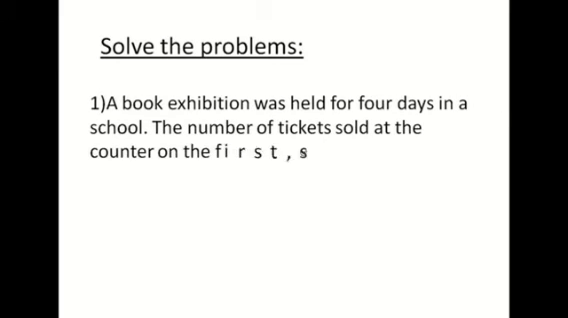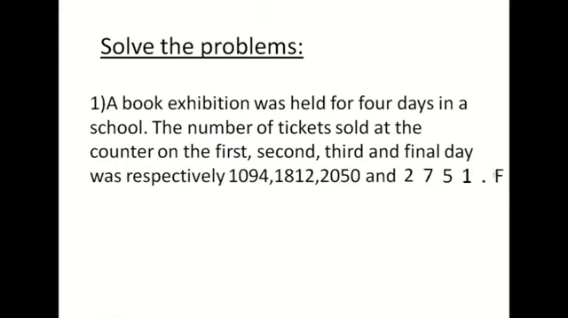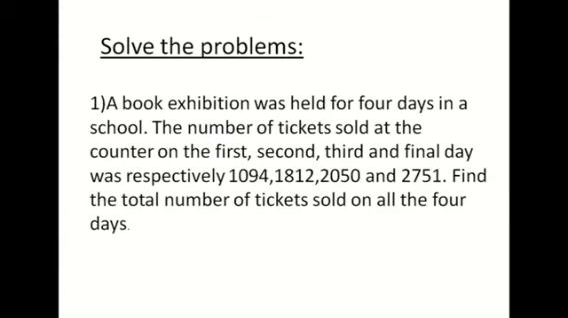Now we will work out a few verbal problems. Look at the statement of the sum. Now you can read with me. A book exhibition was held for 4 days in a school. The number of tickets sold at the counter on the first, second, third and final day was respectively 1094, 1812, 2050 and 2751. Find the total number of tickets sold on all the 4 days.